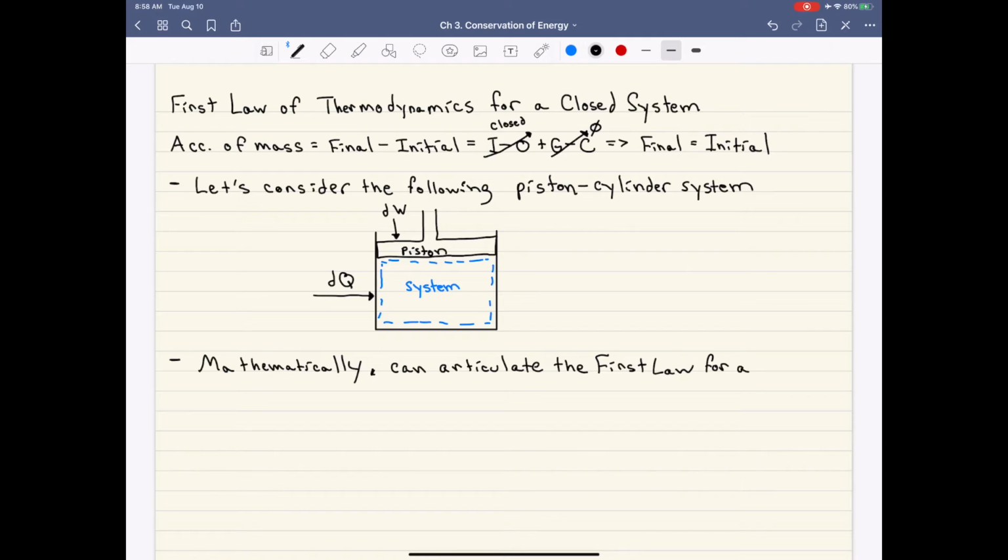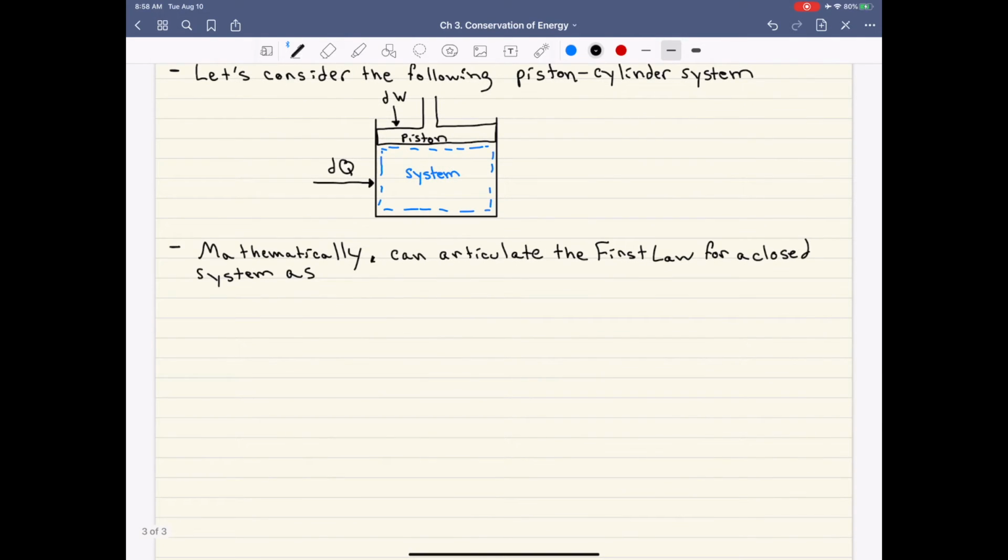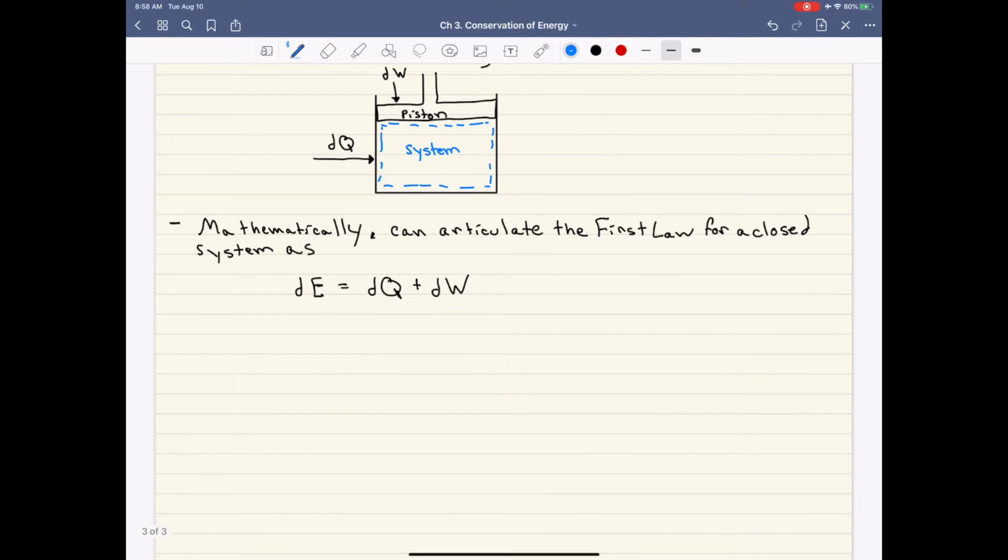For a closed system, the change in energy in the system is going to be equal to the amount of heat that's being added into the system, and also the amount of work that's either being added or released from the system as well. Now you'll notice I wrote a bunch of d's everywhere. These d's are standing for derivative, right? And so what we're talking about here are infinitesimal amounts of energy, heat, or work.